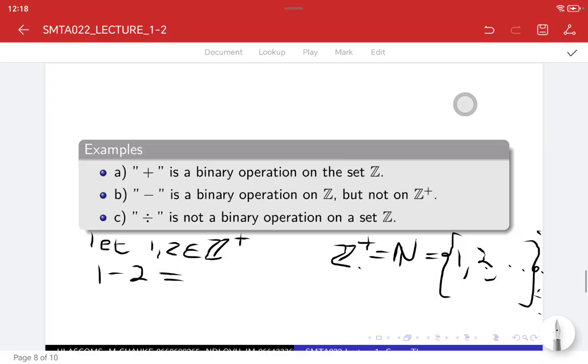I want to check closure. I take 1 minus 2. I find that this is minus 1. This minus 1 is not an element of Z plus. So this is not closed. Therefore, this is not a binary operation.